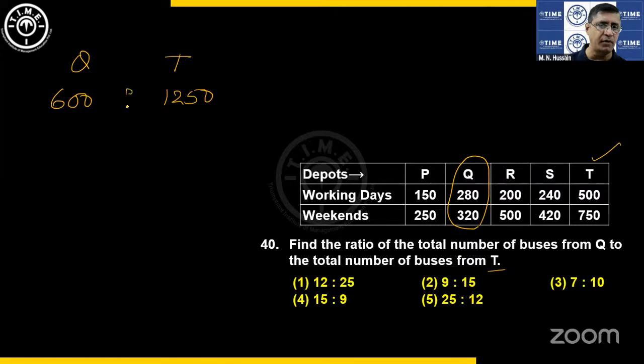Ratio to be found, simplify. 0 and 0 get cancelled. Now 5, 12 times, 5, 25 times. So what is the answer choice? 12 is to 25. Please be careful. Q with respect to T is asking. If the question is T with respect to Q, then option 5. But here, choice 1. Please be careful. Q is to T. Right choice is option 1.